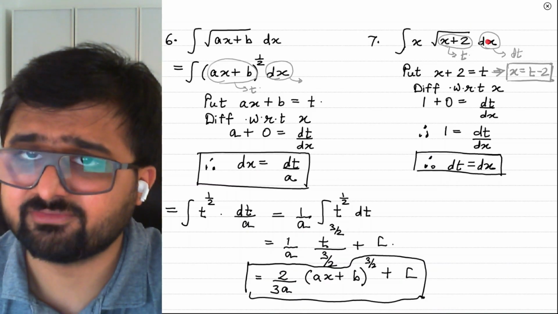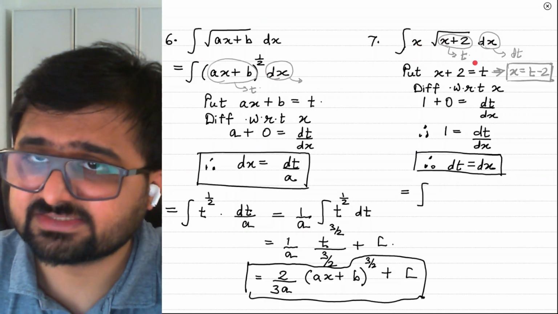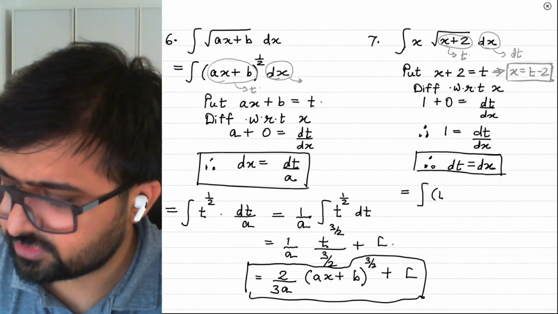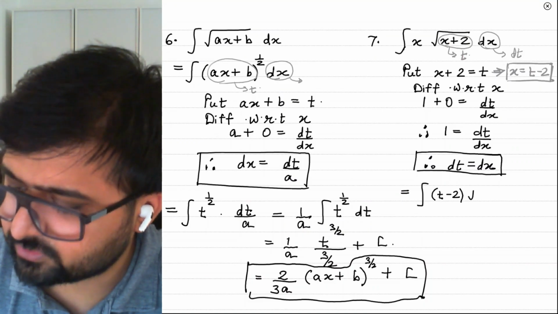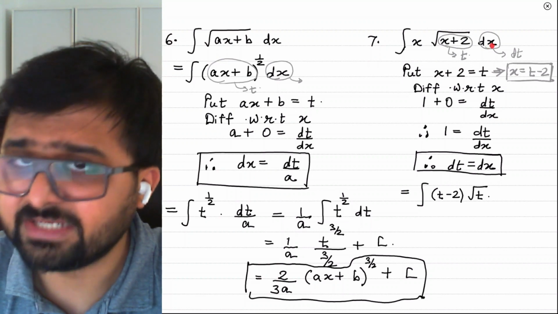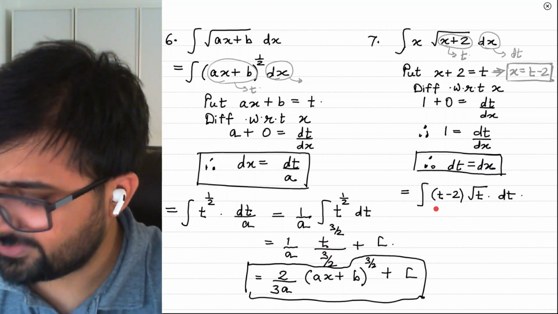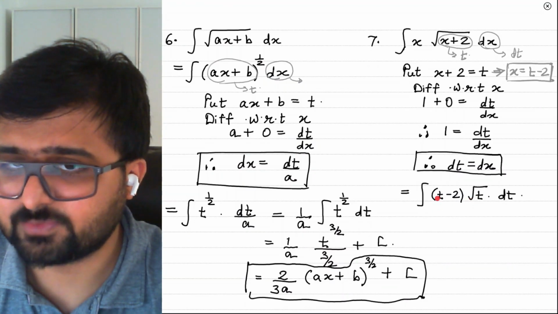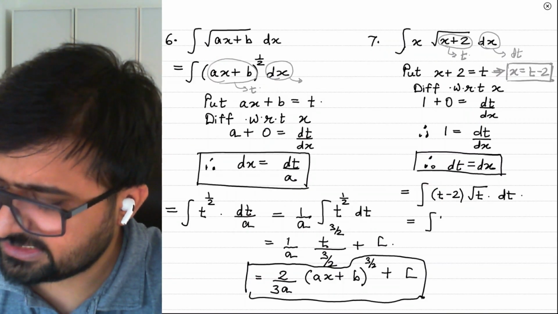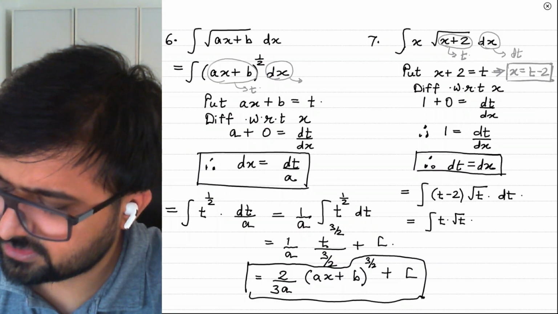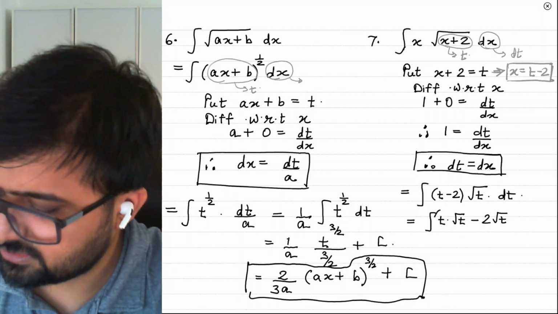Now let's convert the entire function in terms of t. So we get integral of, instead of this x, we can just write t minus 2. Instead of square root of x plus 2, we can just write square root of t. And instead of dx, we can just write dt. Okay. Now it's very simple to integrate this. We can just multiply square root of t inside. So we get integral of t times square root of t minus 2 times square root of t dt.